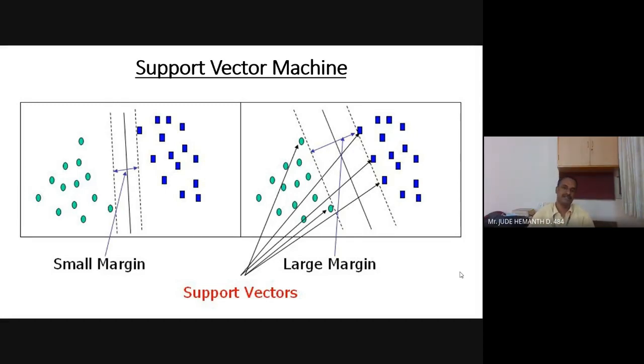In this diagram, the data points which are in close proximity are called support vectors. You can see that in the green circle category, there are only two circles which are standing in front. Those are the support vectors. In the square category, we can see another three which are standing in front. So here we have 5 data points which we are going to call support vectors.